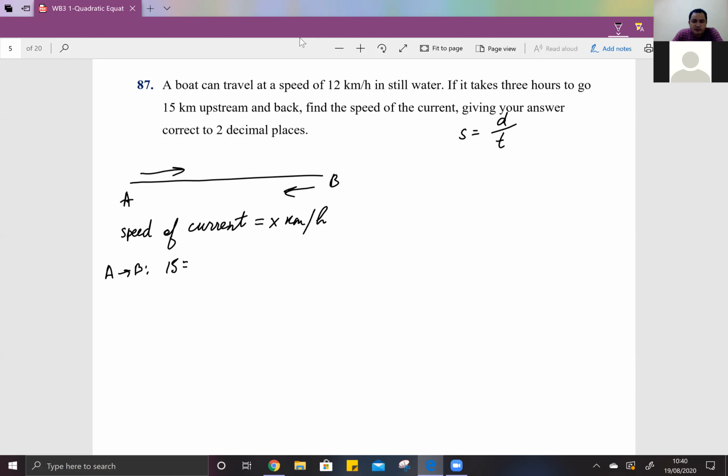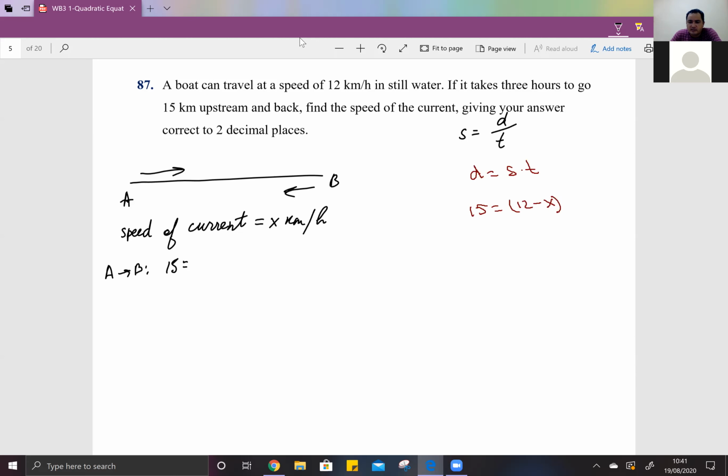Okay, let's say this one is A to B, upstream. That means that the boat is traveling against the current, right? So we know that the distance equals S times T. So the distance is 15. And how about the speed? Speed is the speed of the boat, and it is traveling against the current. So we need to subtract, right?